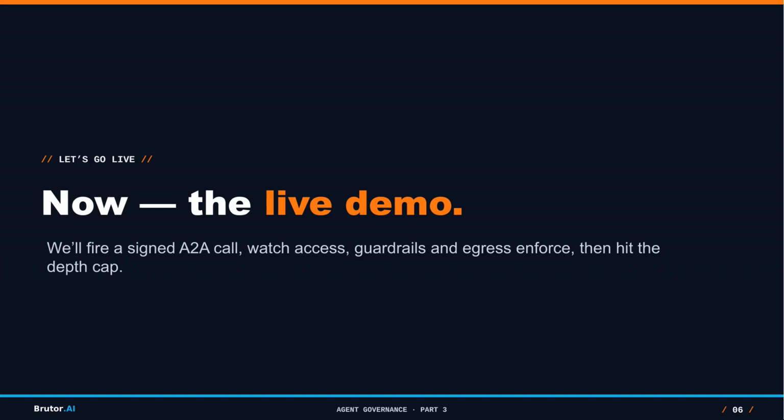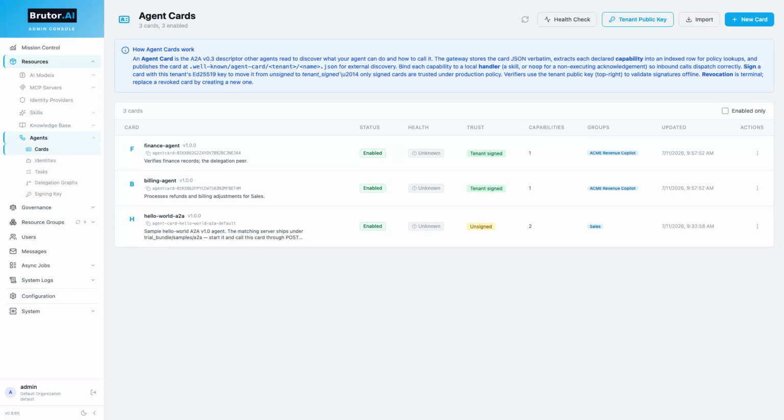Now, the live demo. The cards and the signing key in the admin console. Then real A2A calls through the gateway. Resources. Agents. Cards. An agent card is the A2A capability advertisement, the interop face of an agent, distinct from the governance-facing identity you saw in Part 2. Two cards here. The billing agent, offering billing.refund, and the finance agent, its delegation peer, whose finance.verify capability is classified as carrying PII. Remember that for the egress scene. Both are trust tier tenant signed, and the billing card is bound to the Revenue Copilot system only.